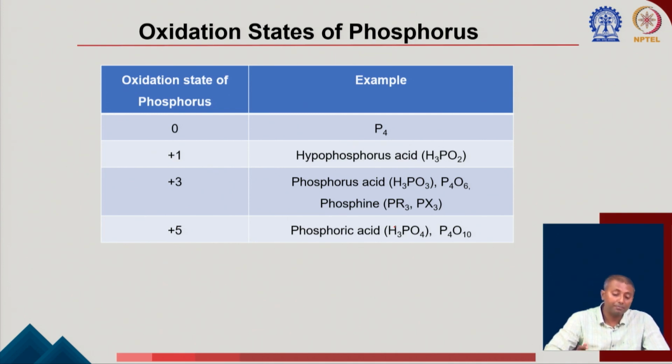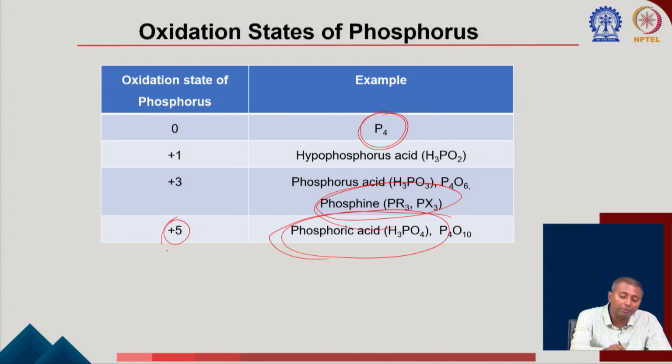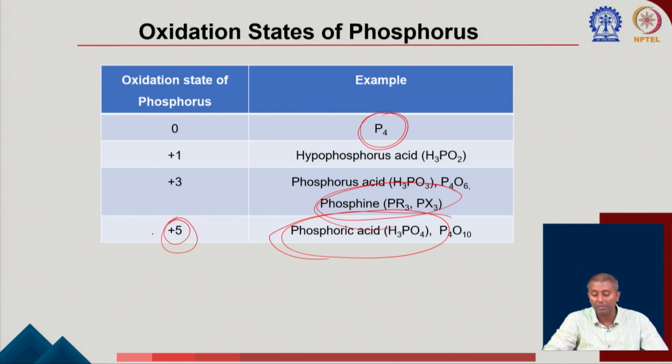Phosphorus goes from 0 to +5. Elemental phosphorus has the 0 oxidation state, then hypophosphorus acid, and phosphine is a +3 oxidation state, and once you come to phosphoric acid, it is the +5 oxidation state. So this varies, and we will see different types of reactions where you can convert a compound from the +3 oxidation state to the +5 oxidation state of phosphorus.